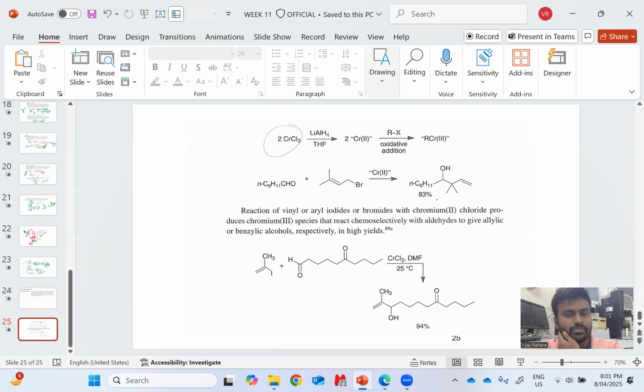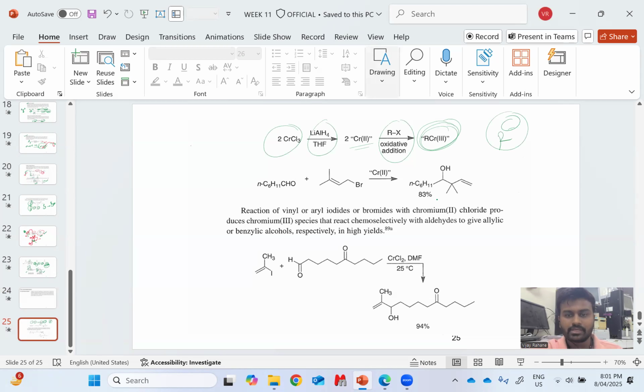If we have chromium trichloride and treat it with lithium aluminum hydride, it gives the chromium 2 salt. Further, when it reacts with the alkyl halide, it gives the RCr3, chromium 3 salt. That chromium 3 further acts as a source of the R negative.